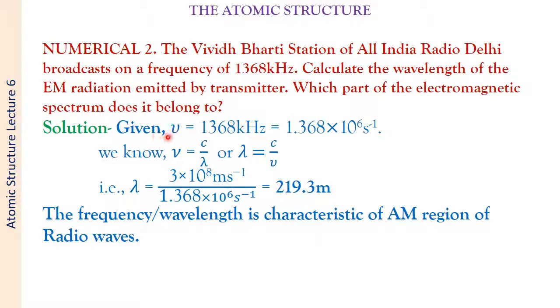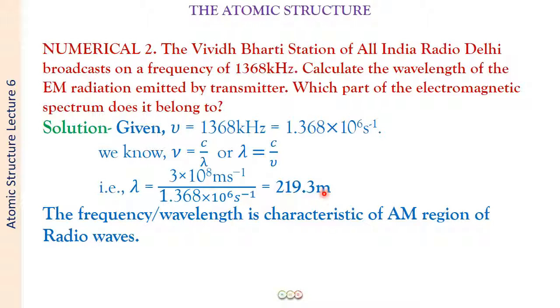Then we are given the frequency of the waves to be 1368 kilohertz. So if you convert it into SI notation, this is going to be 1.368 into 10 power 6 second inverse, or hertz also. Okay, so we have the frequency, you know the relation, frequency is equal to c by lambda, or we can say that lambda is equal to c by nu. So we get lambda to be 3 into 10 power 8 meter per second divided by 1.368 into 10 power 6 second inverse, and you get the wavelength to be 219.3 meter.